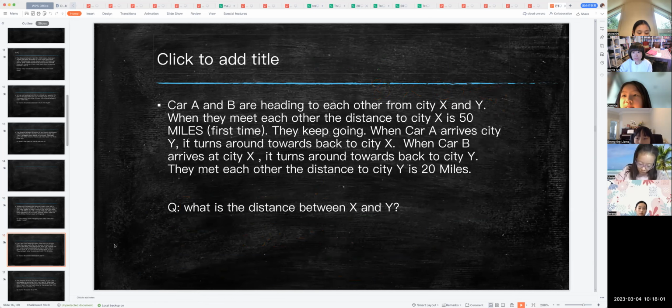Okay, let's take a look at this one. Cars A and B are heading toward each other from cities X and Y. When they meet each other the first time, the distance to city X is 50 miles. They keep going. When car A arrives at city Y, it turns back toward X. When car B arrives at city X, it turns around back toward city Y. So they keep driving back and forth. They meet each other again, and the distance to city Y is 20 miles. What is the distance between X and Y? Everybody, please get the graph out.